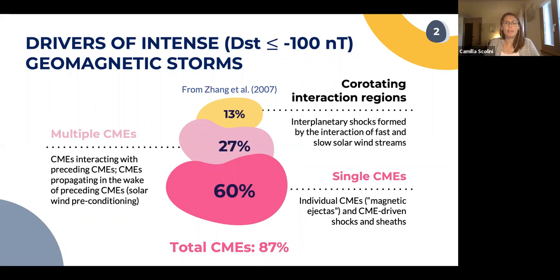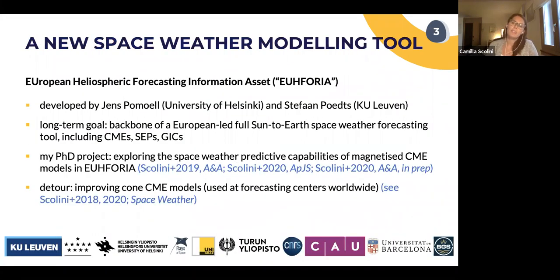Okay. So the main tool I use to study these events is the EUHFORIA model. EUHFORIA stands for European Heliospheric Forecasting Information Asset. It's a space weather modeling and forecasting tool that's been developed at KU Leuven, where I did my PhD, and at the University of Helsinki by Jens Pomoell and Stefaan Poedts. And there is a long-term goal of making it the real backbone of a full sun-to-Earth space weather forecasting tool, which will in the future include not only CMEs, but also solar energetic particles and the actual signatures and effects on the ground, such as induced currents on the ground.